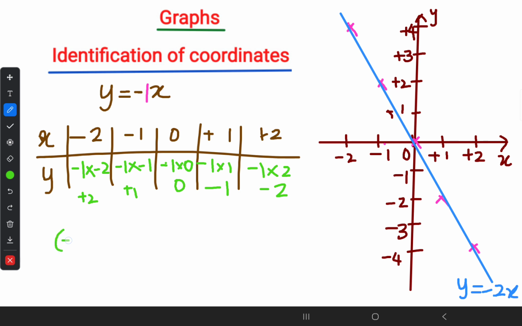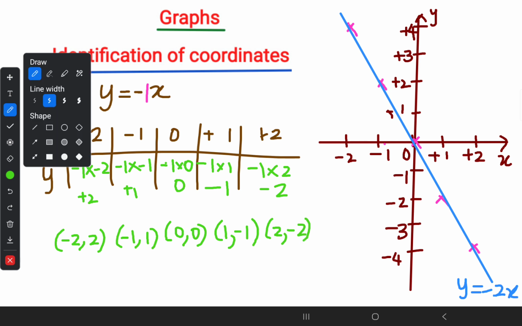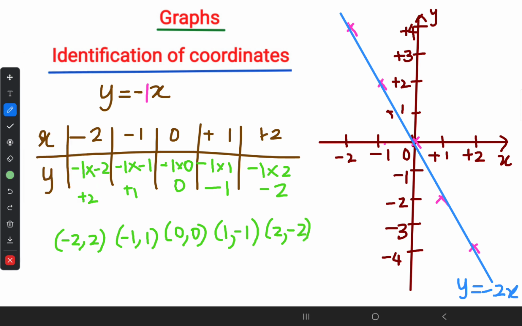First x coordinate -2, y coordinate 2, x coordinate -1, y coordinate 1, x coordinate 0, y coordinate also 0, x coordinate 1, y coordinate -1, x coordinate 2, y coordinate -2. Okay, that's all. Let's mark these coordinates in our Cartesian plane. Then x is -2, y is 2. This is our first coordinate.